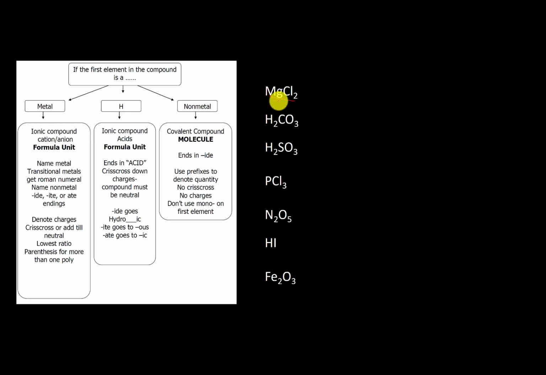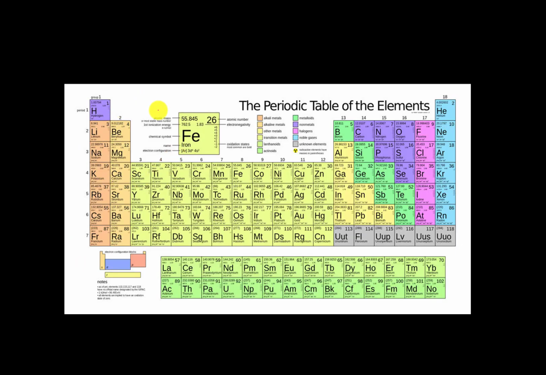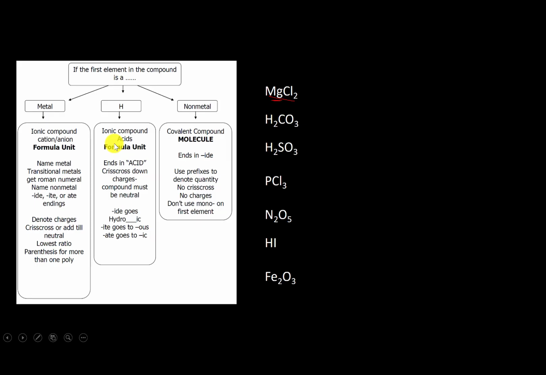In this case, the first element is magnesium. Now, is that a metal or a nonmetal? Or is it a hydrogen? Obviously, it's not a hydrogen. Let's look at our periodic table. Magnesium is right here. Obviously, it's to the left of the staircase. Right over here is the staircase. So that's obviously to the left of that. So therefore, it must be a metal.